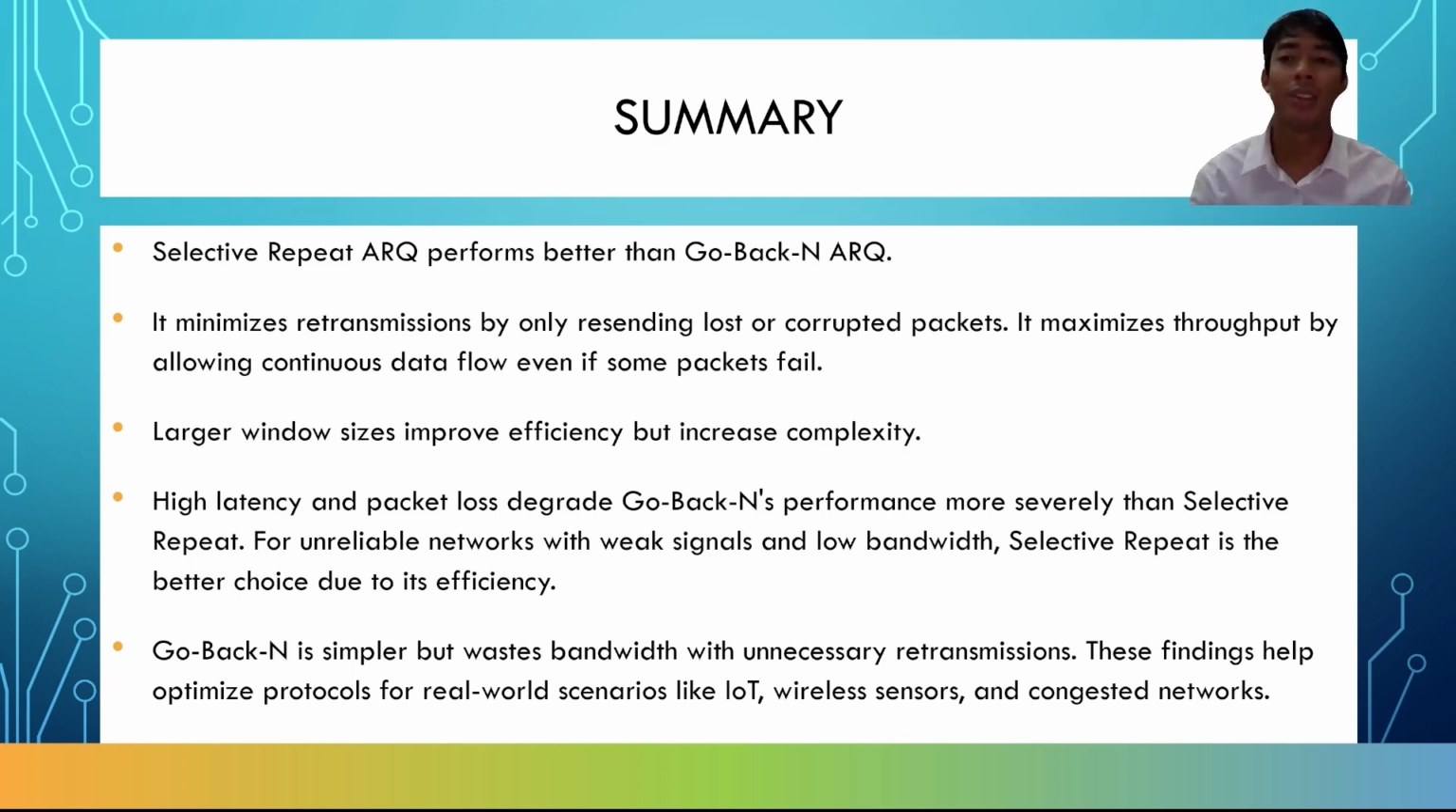So in summary, Selective Repeat ARQ performs better than Go-Back-N ARQ. It minimizes retransmission by only resending lost or corrupted packets. It maximizes throughput by allowing continuous data flow even if some packets fail. Larger window size improves efficiency but increases complexity. High latency and packet loss degrade Go-Back-N performance more severely than Selective Repeat. For unreliable networks with high latency and low bandwidth, Selective Repeat is the better choice due to its efficiency. Go-Back-N is simpler but wastes bandwidth with unnecessary retransmissions. These findings help optimize protocols for real-world scenarios like IoT, OSS, and congested networks.